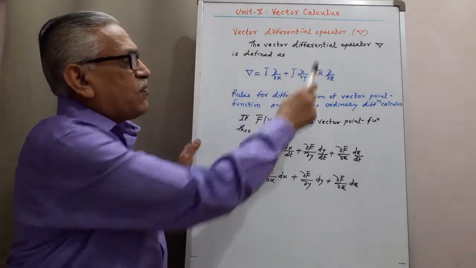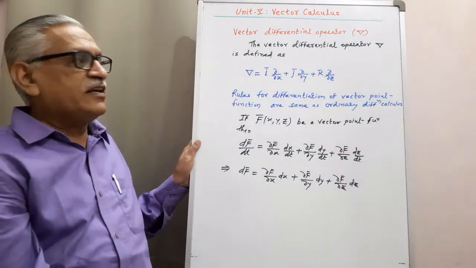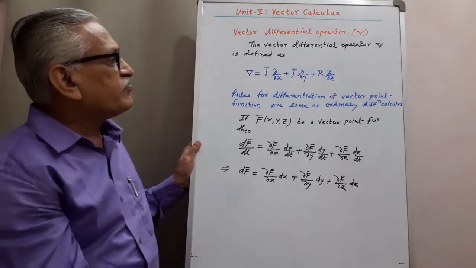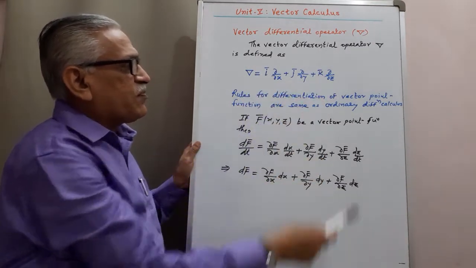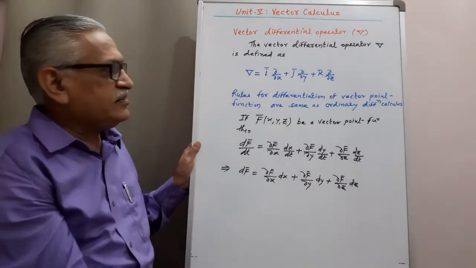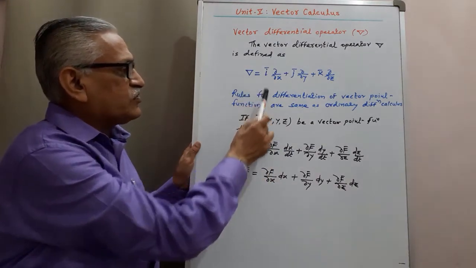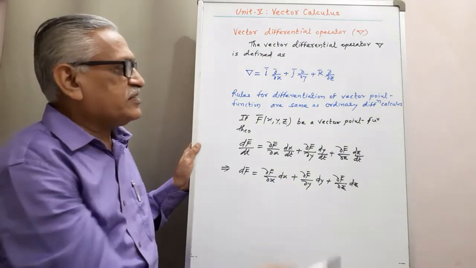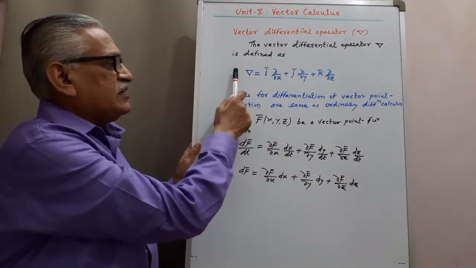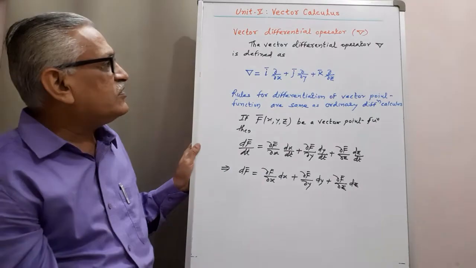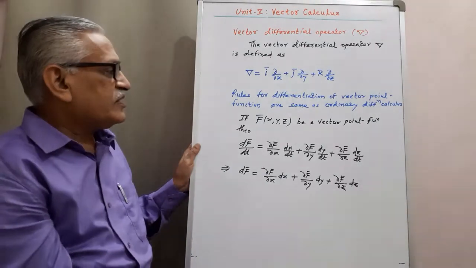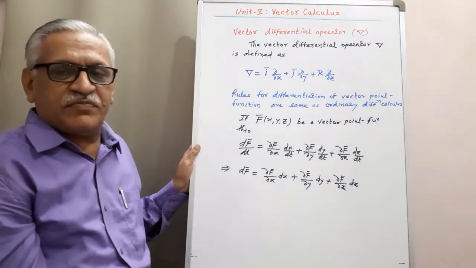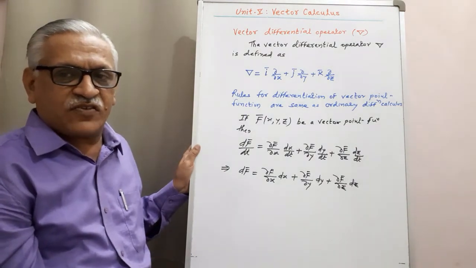Vector differential operator is denoted by del. The vector differential operator del is defined as del equals i into dou by dou x plus j into dou by dou y plus k into dou by dou z. This is called a vector differential operator. And rules for differentiation of vector point function are the same as ordinary differential calculus.